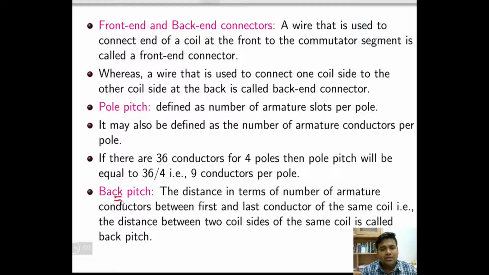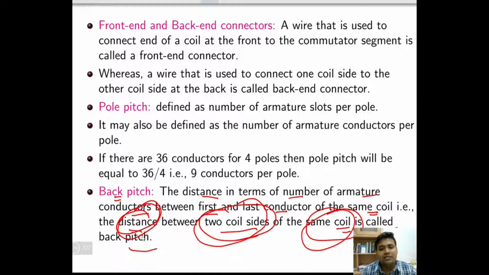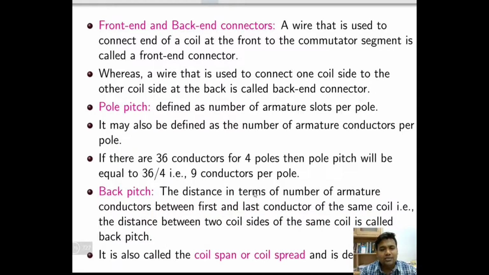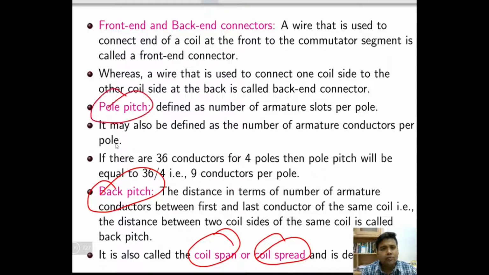So what is back pitch then? The distance, in terms of the number of armature conductors, between the first and the last conductor of the same coil, that is the distance between the two coil sides of the same coil, is called back pitch. So you have the same coil and we measure the distance between the two coil sides, that is known as the back pitch. Back pitch is also called coil span or coil spread, and it is denoted by YB. So we have two important terms, pole pitch and back pitch, which is also known as coil span or coil spread.